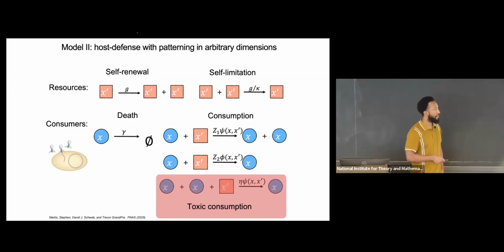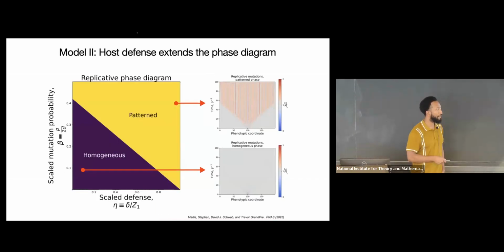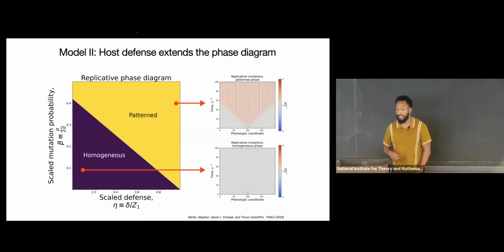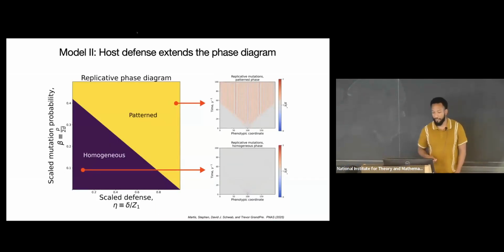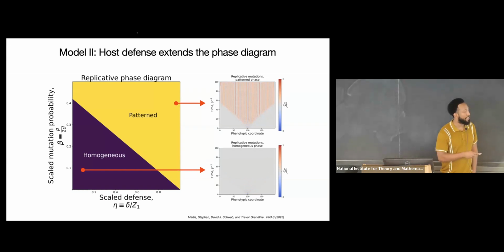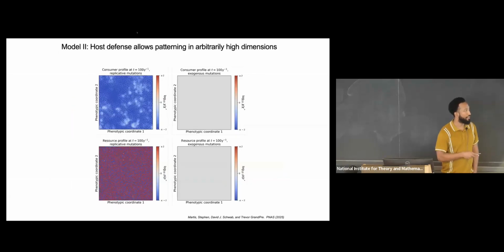Now in this model, when you do the same type of analysis, you can get patterning in arbitrary dimensions, and the phase separation is much more expanded. Here's another phase diagram, showing you how the instability grows. And if you look in 2D, you can get this patterning now. This is just a 2D coordinate.